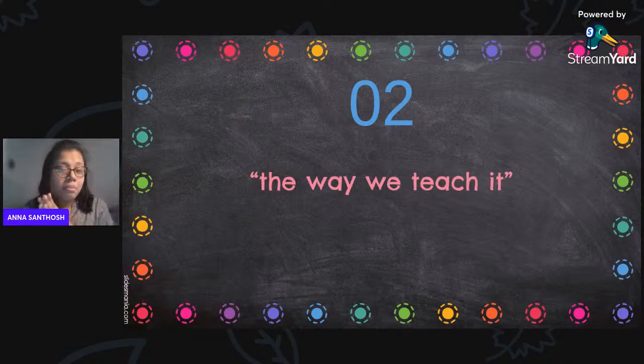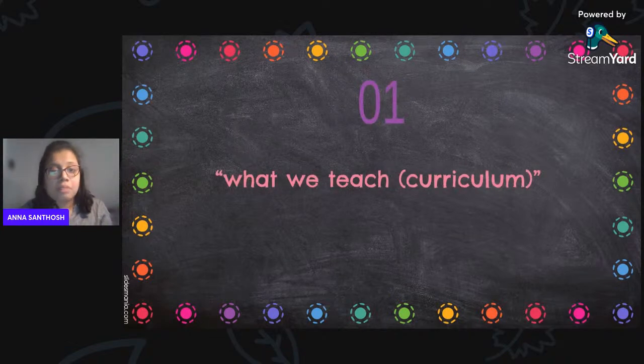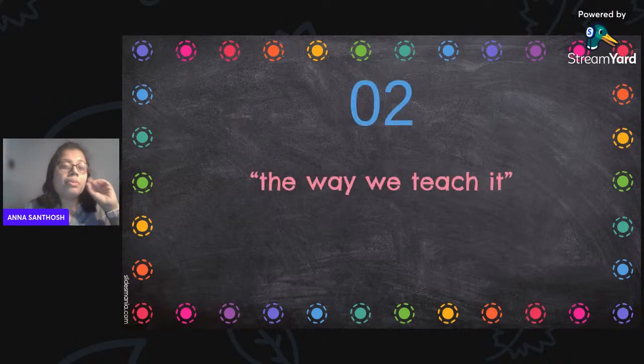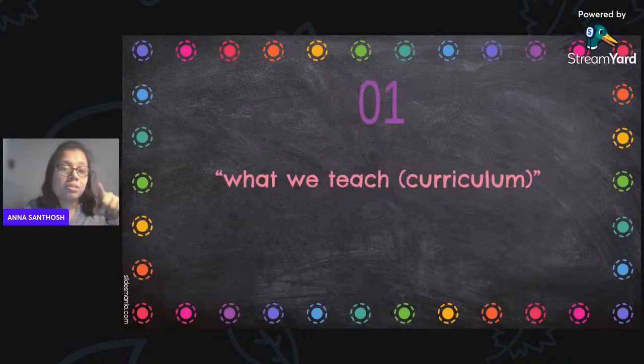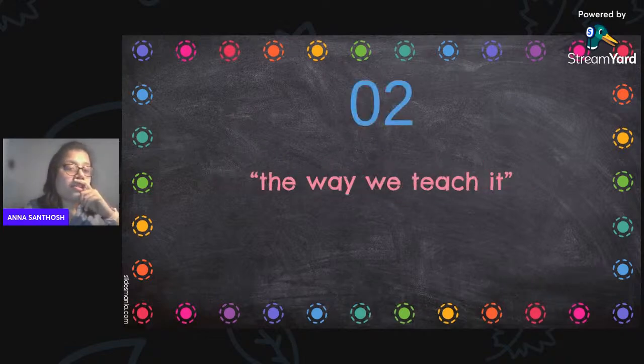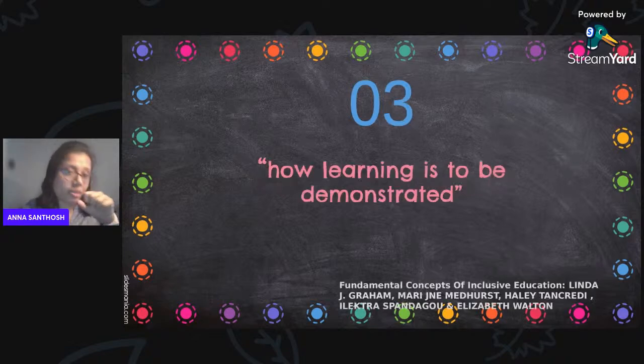So it is very important that you pre-plan certain teaching methods before the session, so that you can actually deliver what you want to teach them in a way that addresses the students' needs. So it is important that we look into the curriculum, the way we teach it, and how learning is to be demonstrated. If we are able to look into these three aspects, somehow we can implement inclusive education in its fullest.